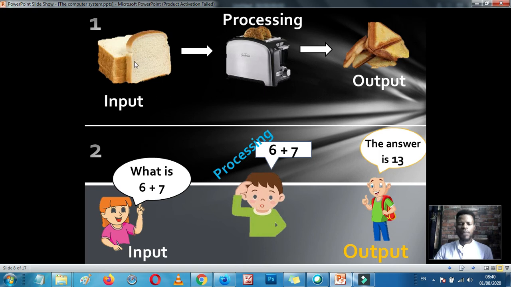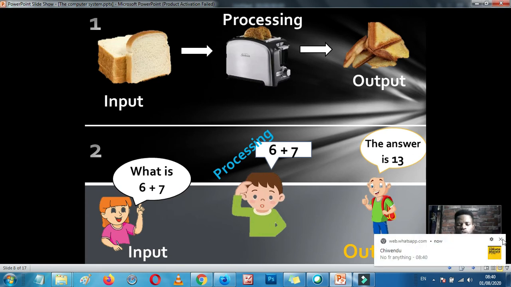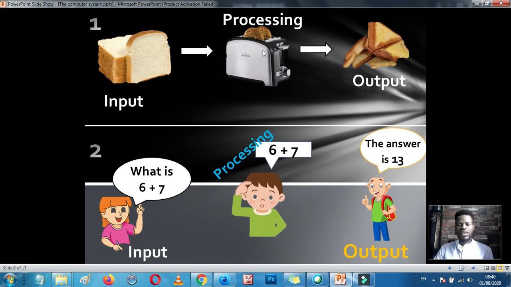You must have added butter or some other thing you want to use to enjoy your bread. Now you put it inside the toaster. It will be processed. After processing it, it brings out something, which is the output. And that output is toasted bread. I know most of you have eaten toasted bread.